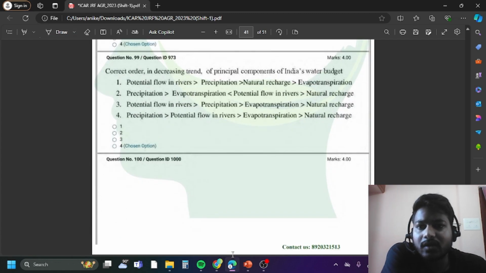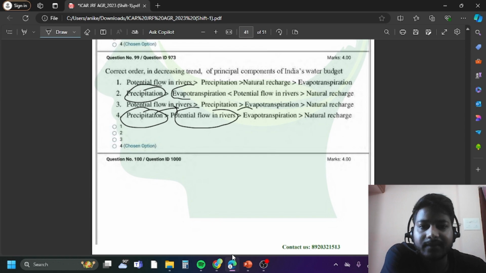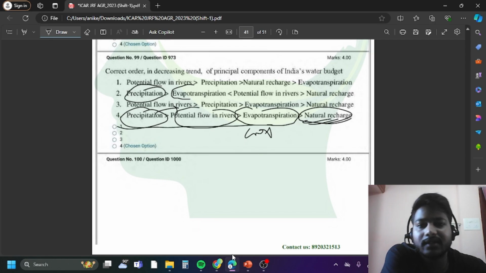Question 99: the correct order in decreasing trend of principal components of India's water budget. The first source of water is precipitation. After that comes the potential flow in the river, after that evapotranspiration by the crop, and natural recharge. So this is the correct order of the decreasing trend.